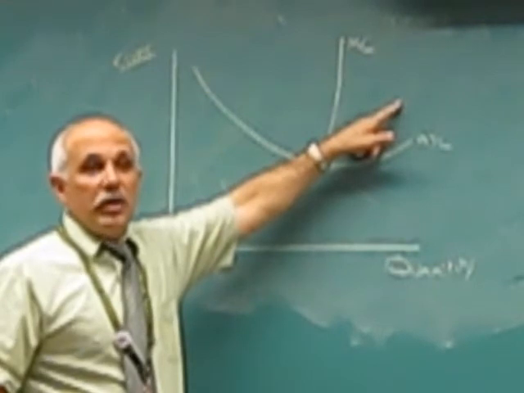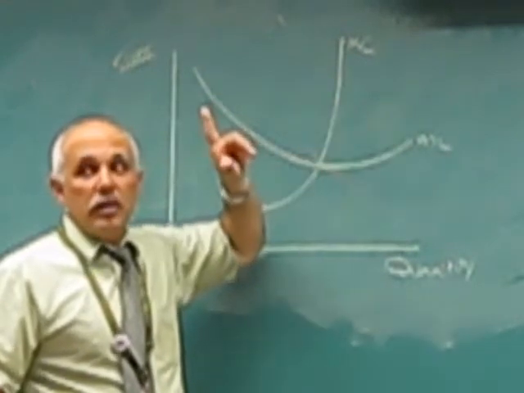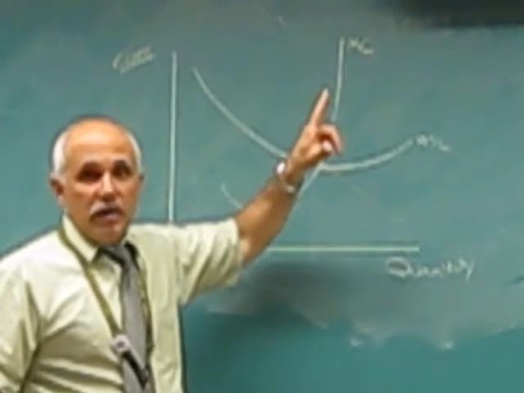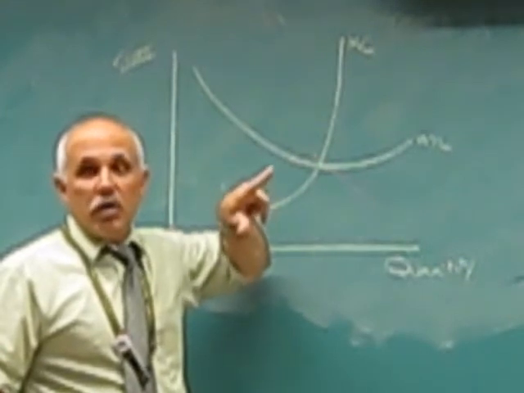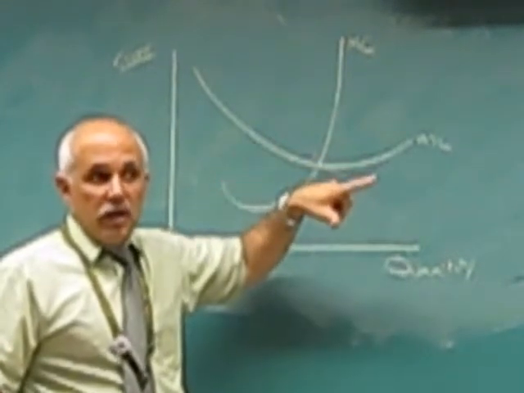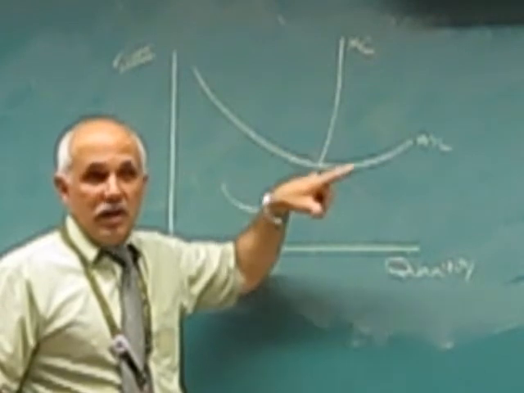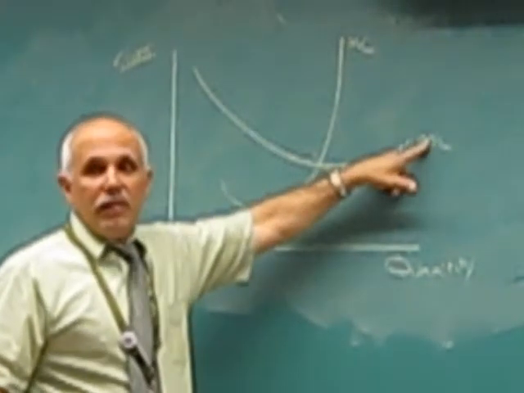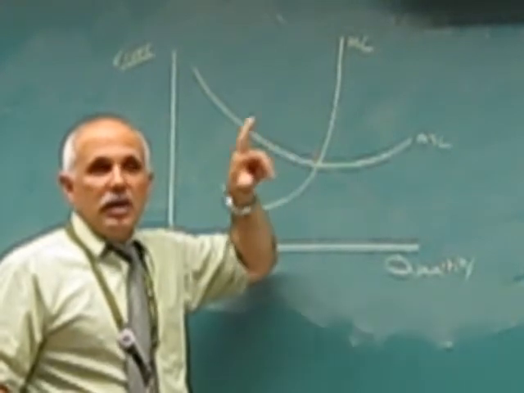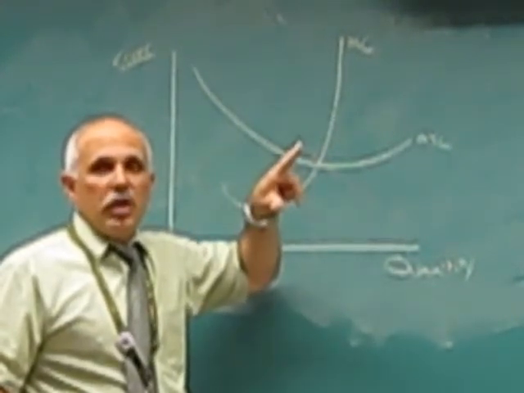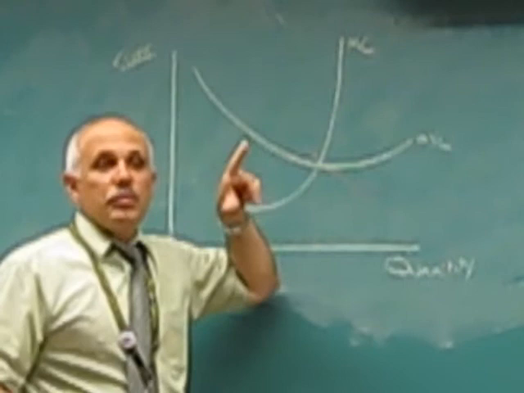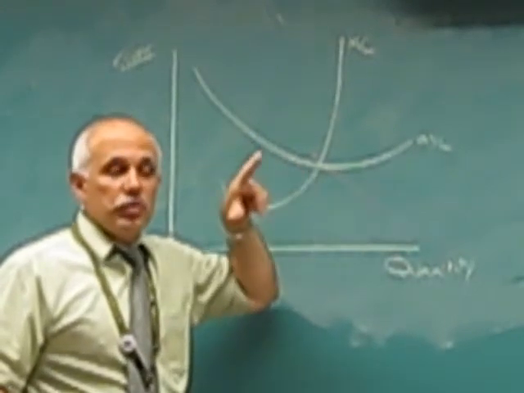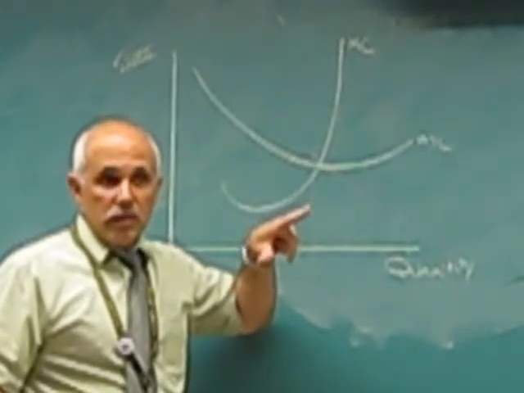Because if price is greater than average total cost, then you've got a profit. If price is lower than average total cost, you've got a loss. If it's equal to it, you are breaking even. One more time: if price is greater than average total cost, you've got a profit. If price is equal to average total cost, you're breaking even. If price is lower than average total cost, you're making a loss, correct?